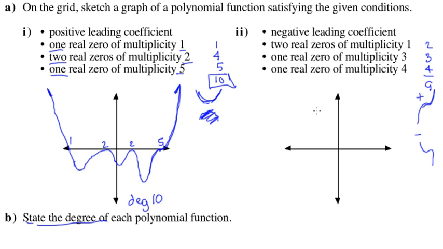This one has a negative coefficient, so it's going to start in the top left and go to the bottom right. And in between, here are the things it's got to do. Multiplicity 1 twice in a row, so that means it's going to come down, cross through the axis, turn around, cross through the axis again. That's those two taken care of.